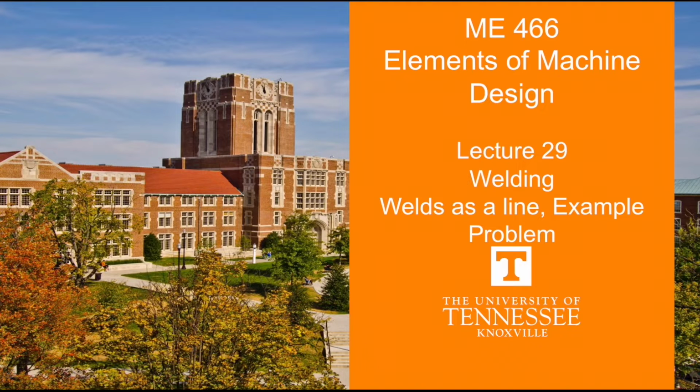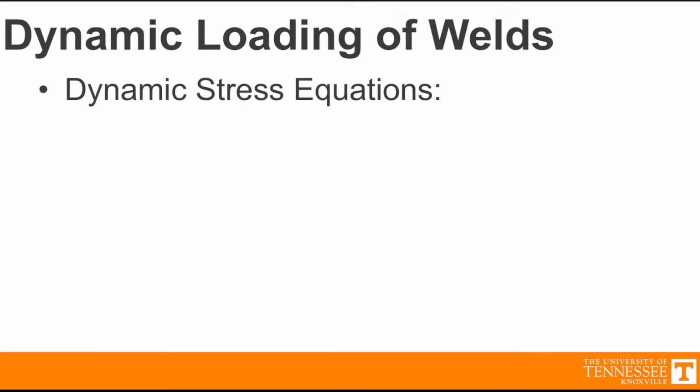Okay, so today we're going to finish up our lectures on welding. We're going to talk about dynamic loading of welds and also an interesting concept of thinking of welds as a line rather than as a cross-sectional area. And this makes it really easy for us to be given a factor of safety and different materials and figure out what size of weld we actually need to make to build our machine. So let's go ahead and dive into the material for today.